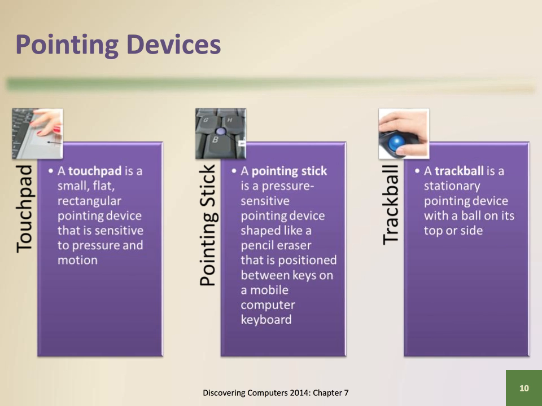A touchpad is a small, flat, rectangular pointing device sensitive to pressure and motion. Touchpads are probably the most popular pointing device used with mobile computers. However, some people feel it is the most difficult pointing device to use. A pointing stick is a pointing device shaped like a pencil eraser positioned between keys on the keyboard. Like touchpads, pointing sticks often are used on mobile computers. Some notebook computers include both a pointing stick and a touchpad.